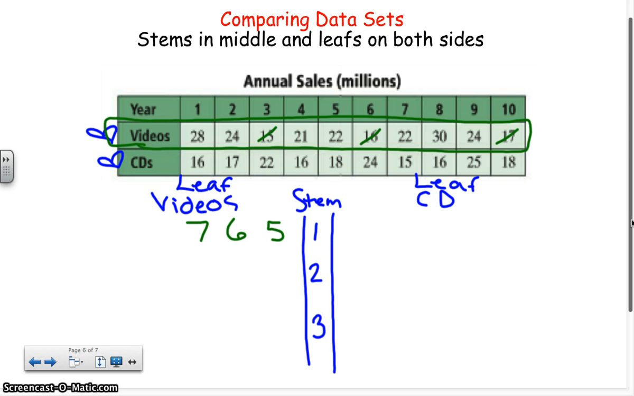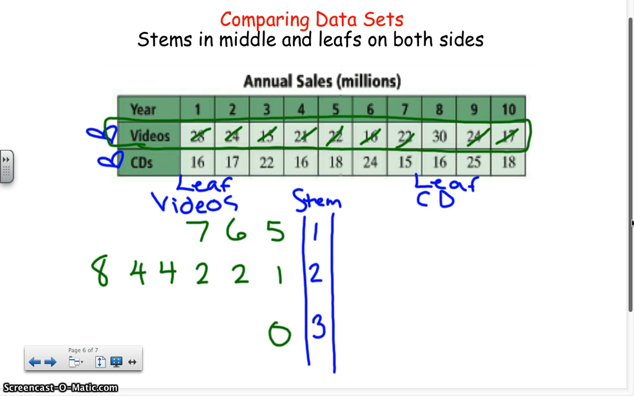Going down to my 2s, I have a 21, I have two 22s, and then I have two 24s, I have a 28, and lastly I have a 30.